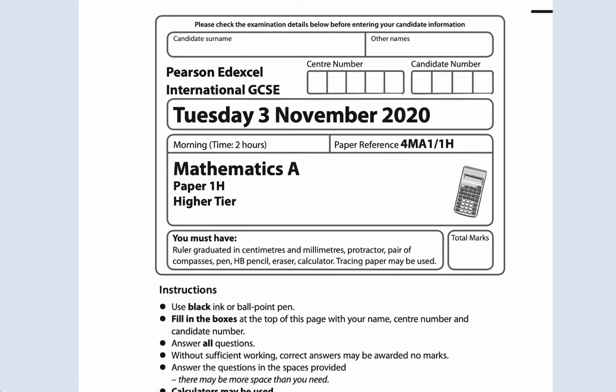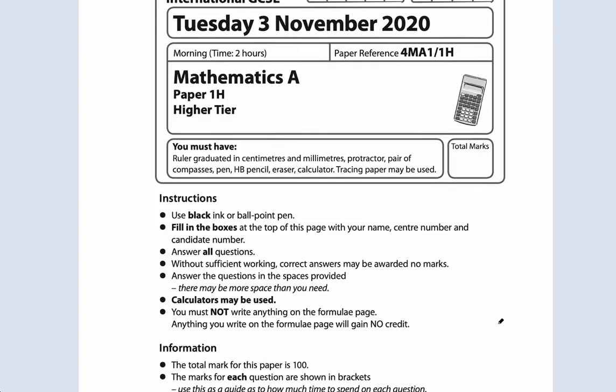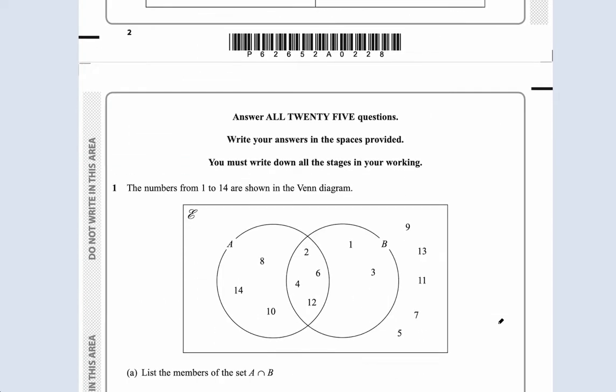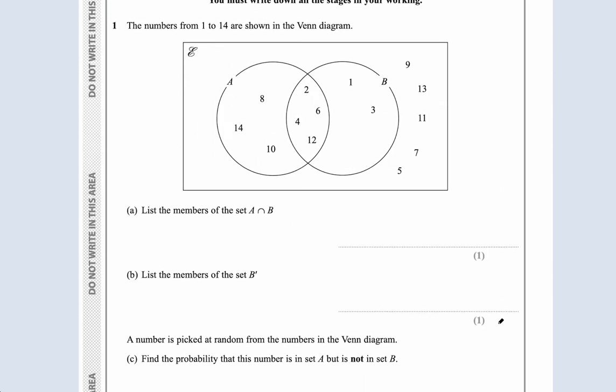Hi guys, okay, this is my first November paper, it's November 2020, and here we go, paper 1. Same formula sheet. Question 1.